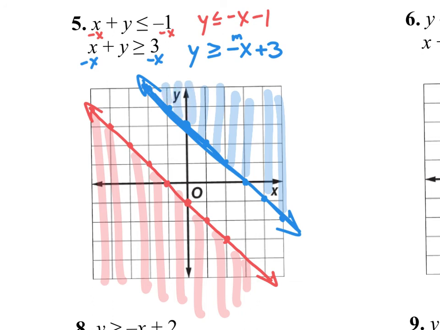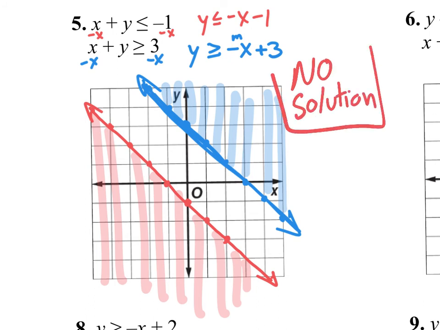Now, where are your solutions at? It's the area that they share. So what could you conclude from this graph? What is the solution to this system of inequalities? What do we write as our final answer? Our final answer is that there is no answer. There is no solution because there is no overlap on the areas of the highlighted portions.